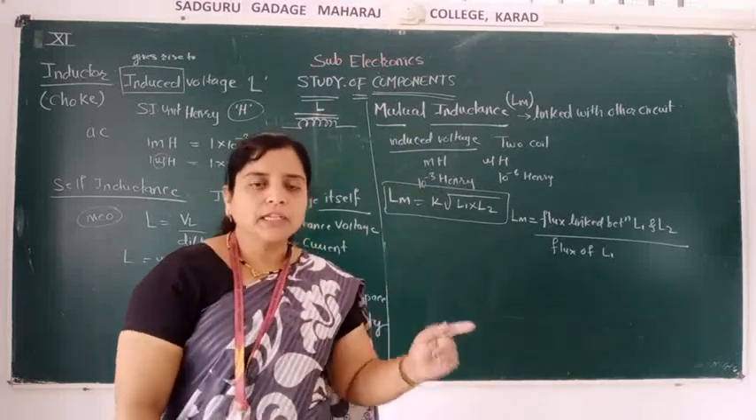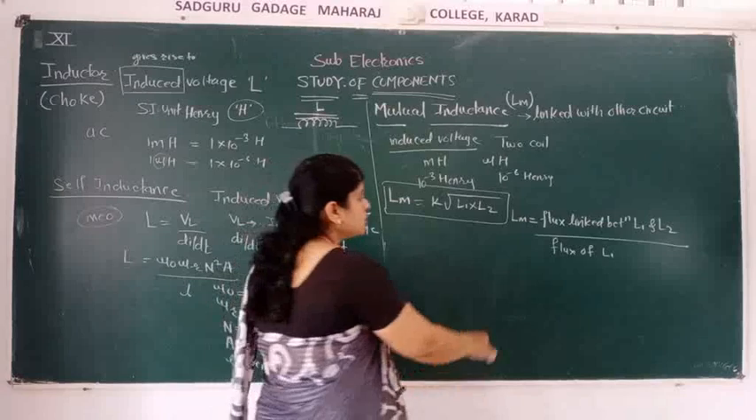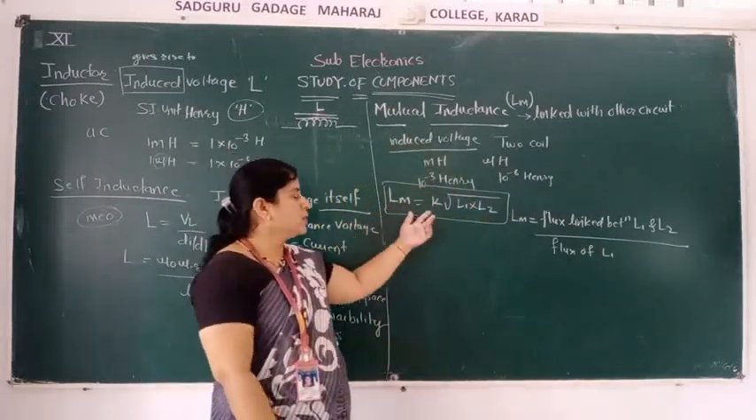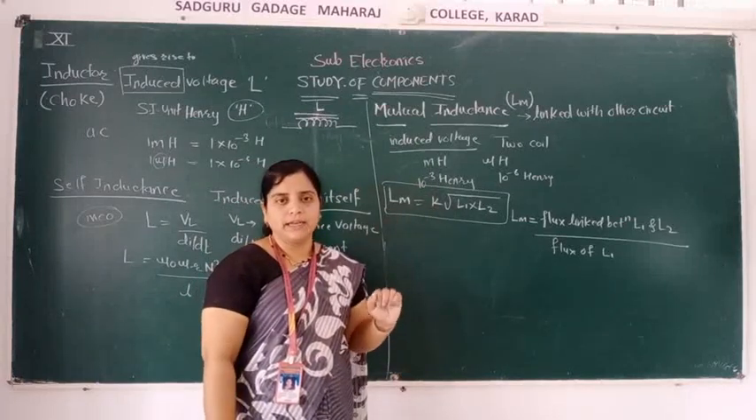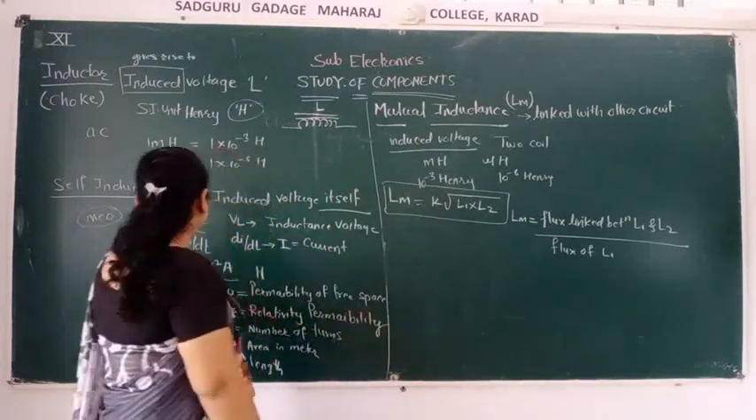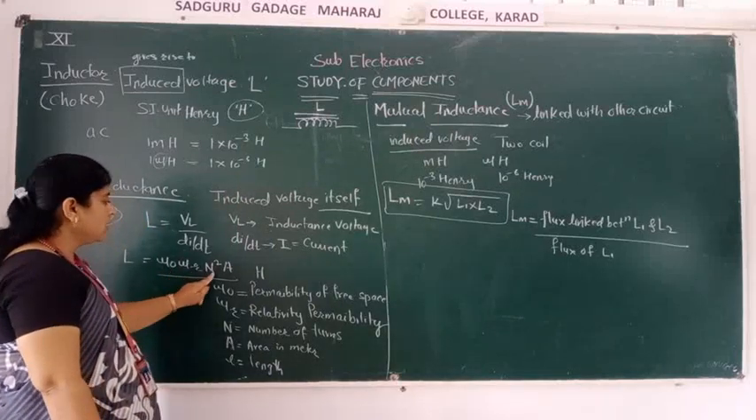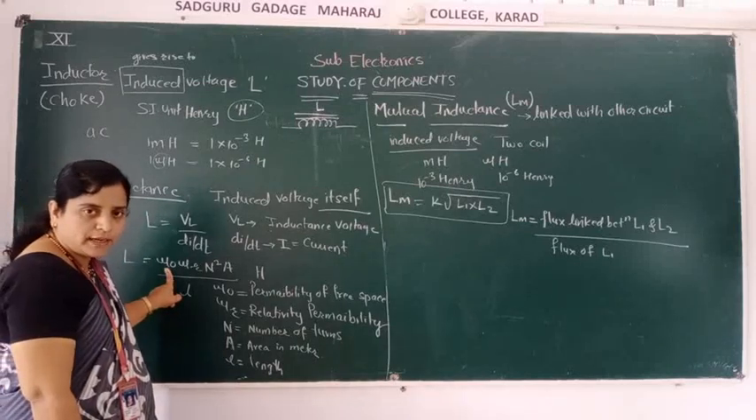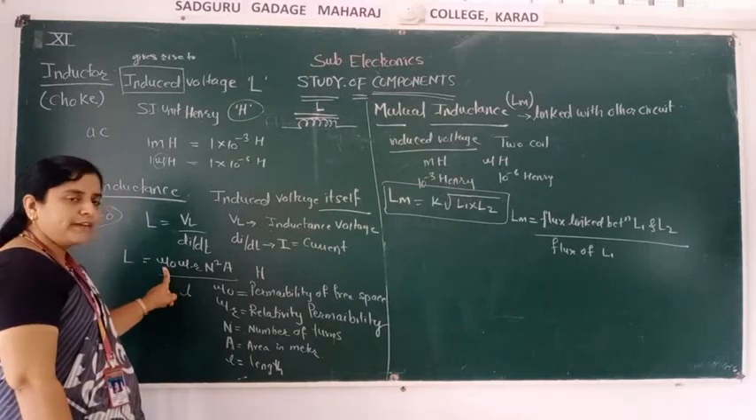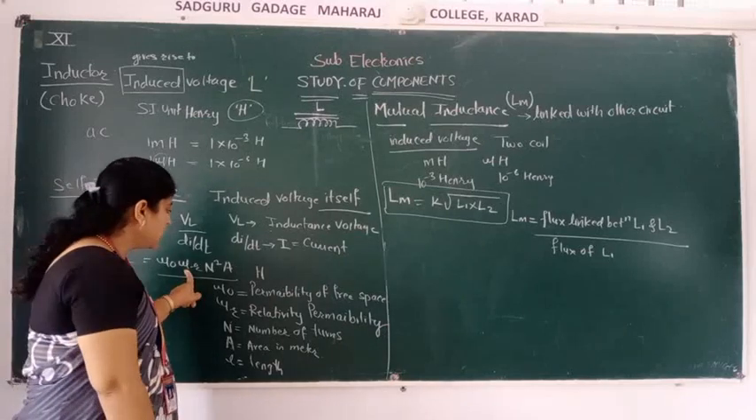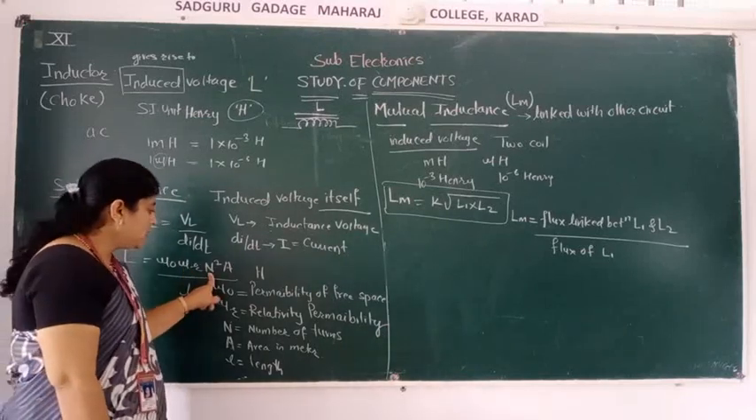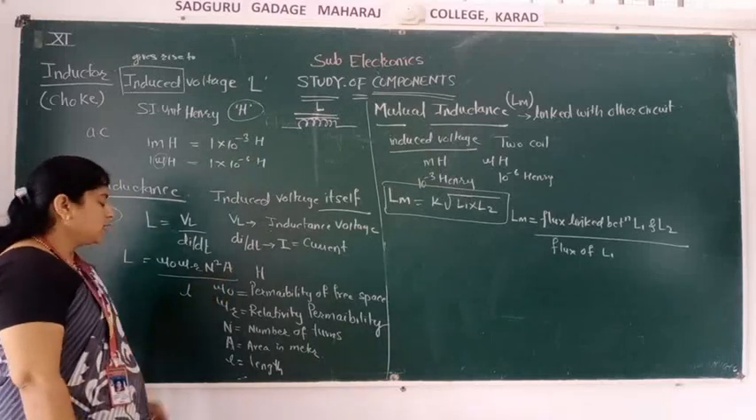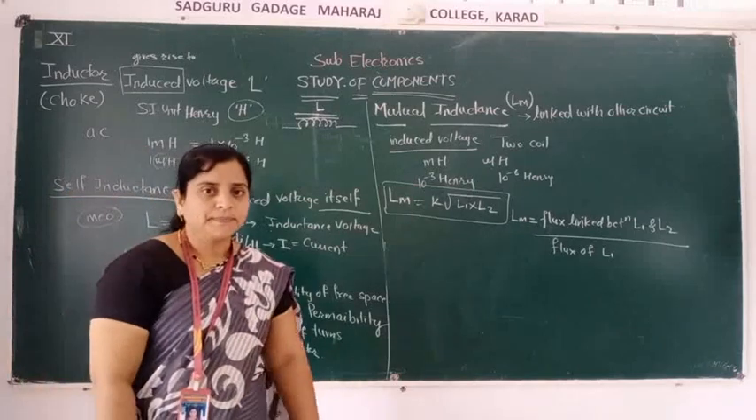the flux produced by L1. So Lm is equal to K into the square root of L1 and L2. And for self-inductance, L is equal to μ0 μr N² A upon l, where μ0 is the permeability of free space, μr is the relative permeability, N is the number of turns, A is the area in meters squared, and small l is the length.